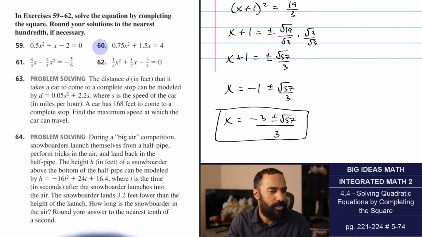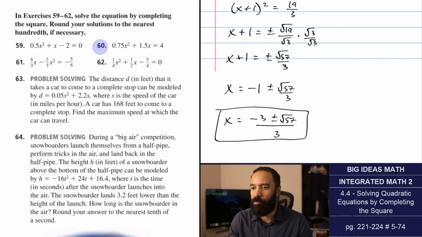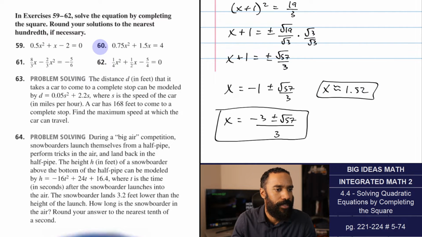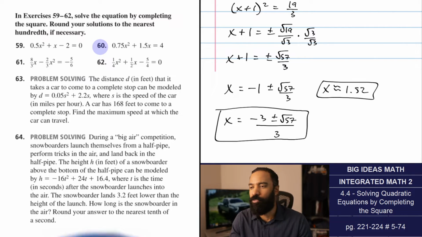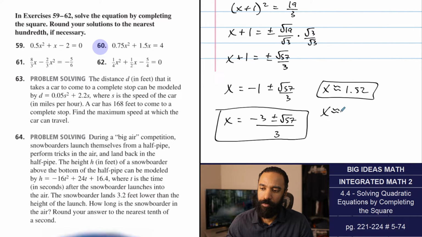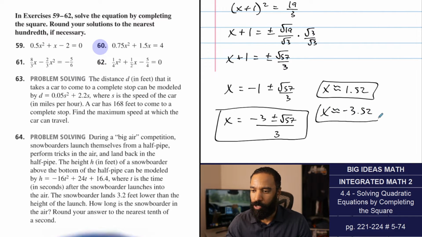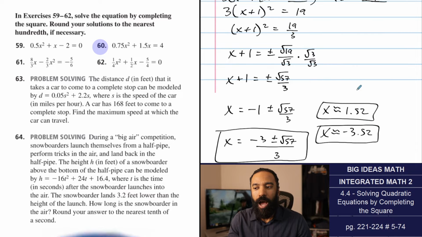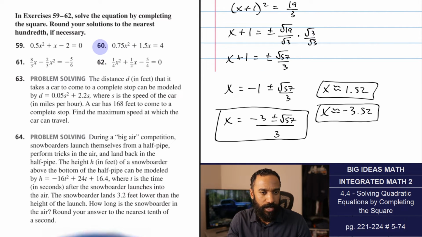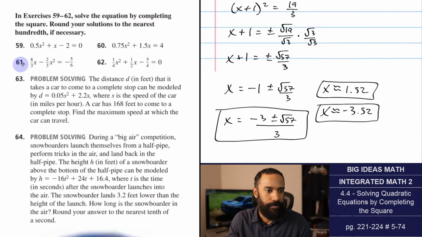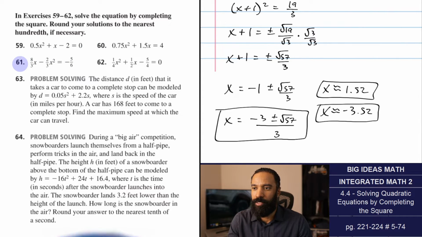So there are 2 answers to this thing. Let's come up with what they are. Square root of 57 divided by 3, and we get, let's see, about 1.52 and -3.52. Of course, I should have looked harder at those numbers, and I think I would have figured that out. Okay, that's number 60. Okay, number 61.